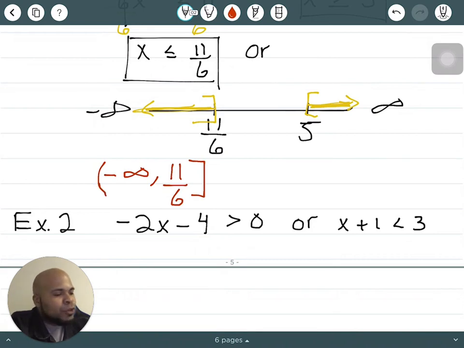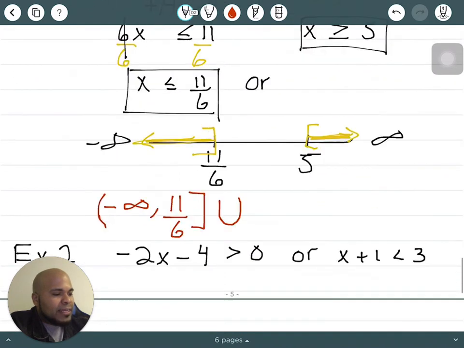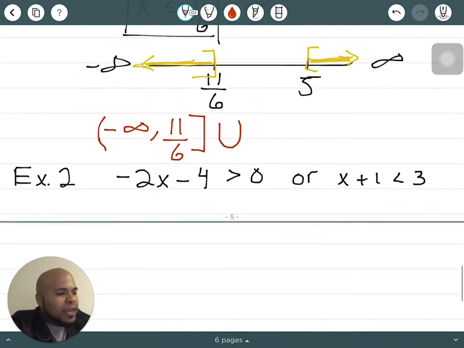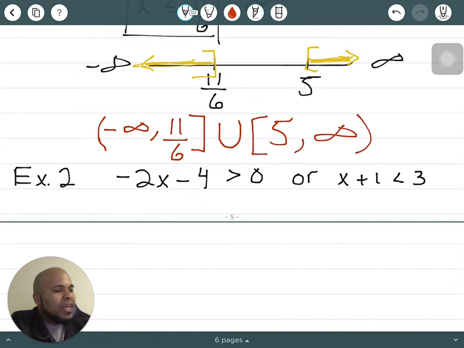And then I'm going to use a U shape. And that shape means union, all right? That's the union shape, okay? So it's telling me that, yes, I care about the left, but I also care about the right. So I have 5 included because I'm going to start at 5 on my right side. And I'm going to keep going all the way to infinity.